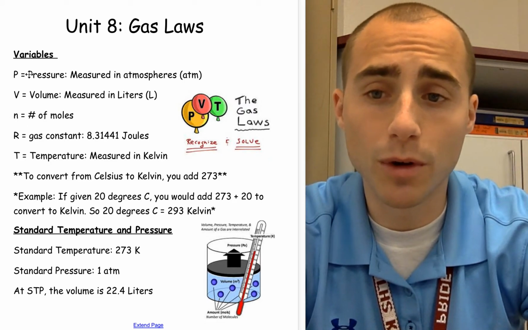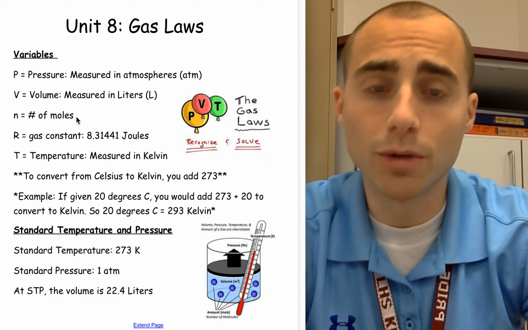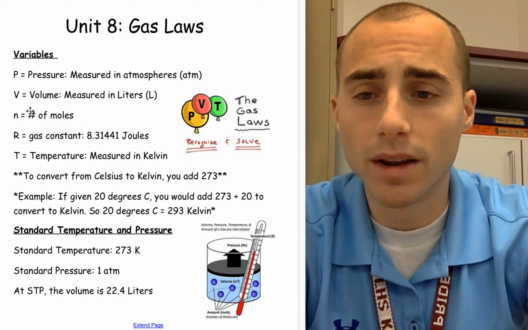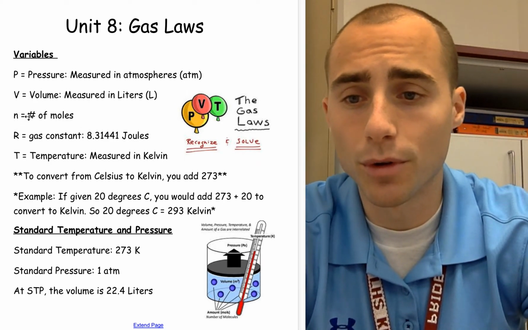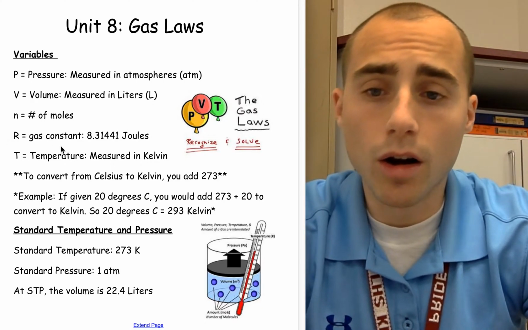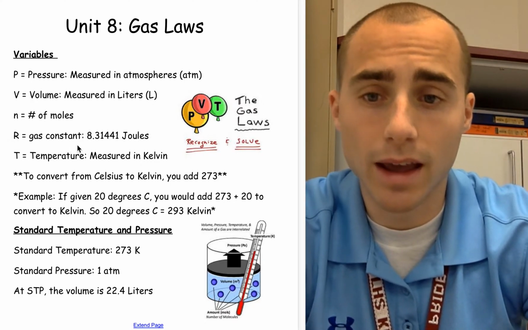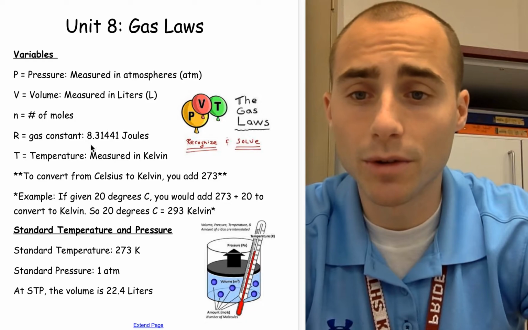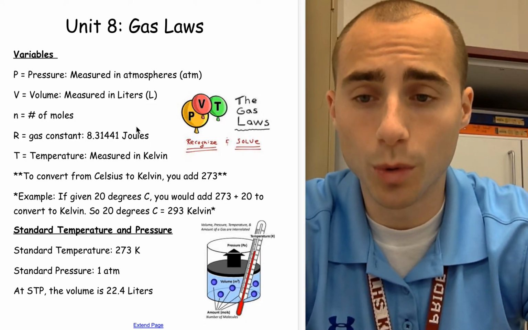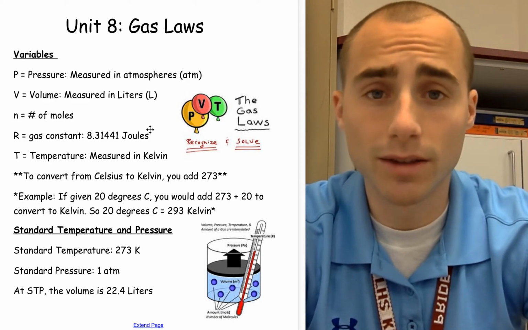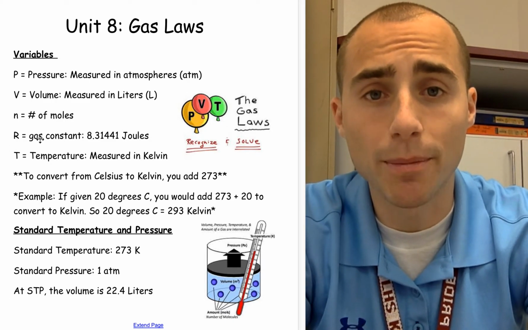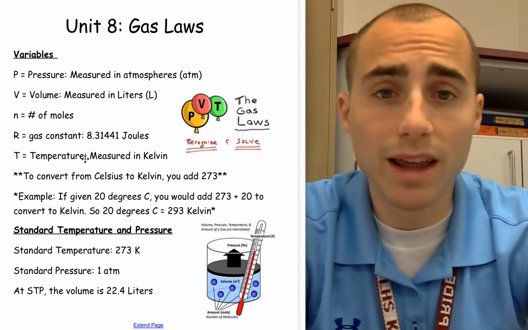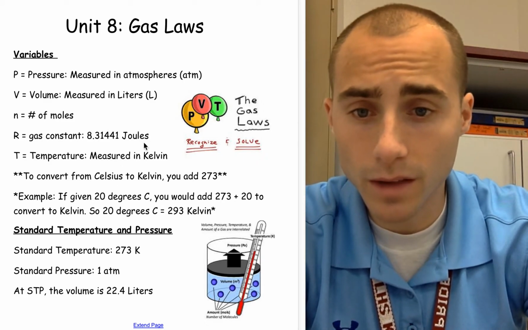N, something you haven't seen before. In our gas equations, N is going to represent the number of moles involved. So typically you would think that would say MOL or M, but in our gas equation, N is going to represent the number of moles. R is going to be our gas constant, and the gas constant is going to be the exact same number every time. That's why it's considered a constant. That number is going to be 8.31441 joules. So that is our gas constant, and when you see it in an equation, it will be represented as a capital R. And then we have T, which is temperature, and that is going to be measured in Kelvin.